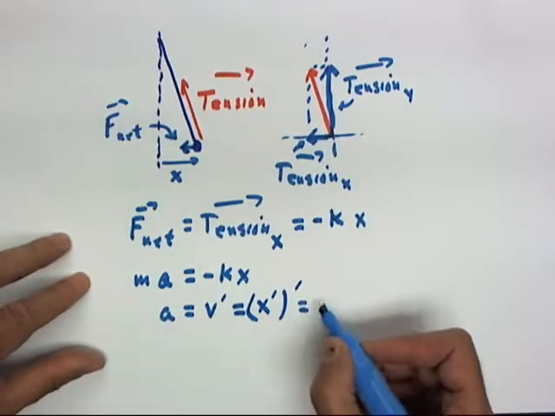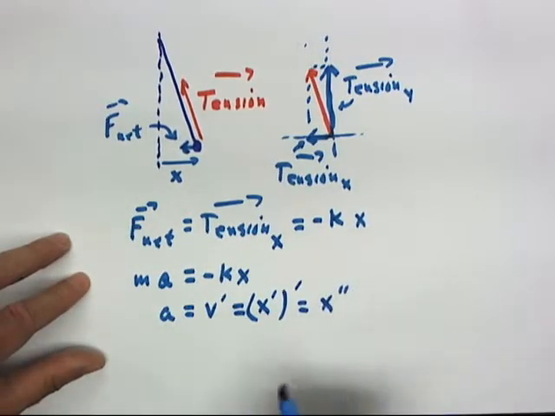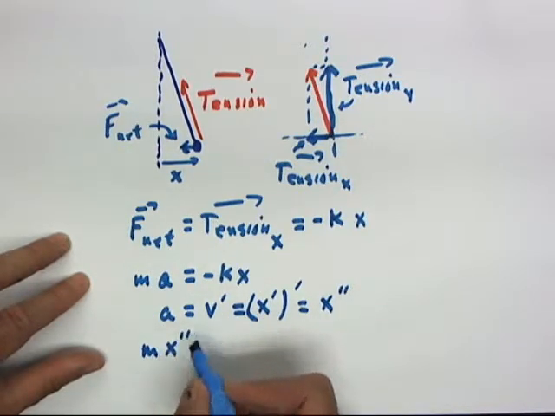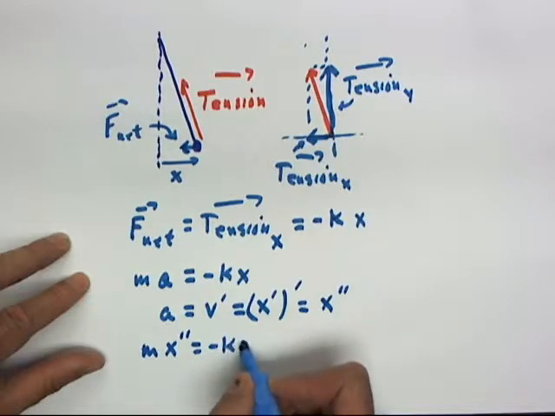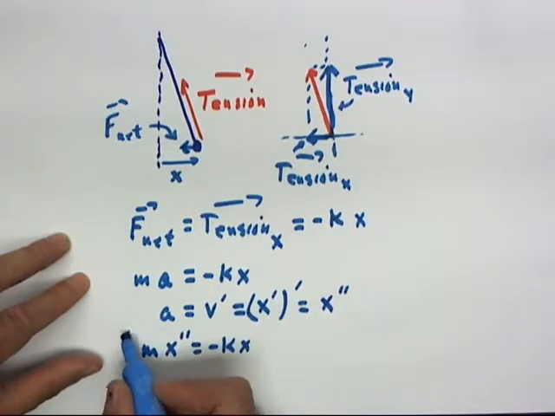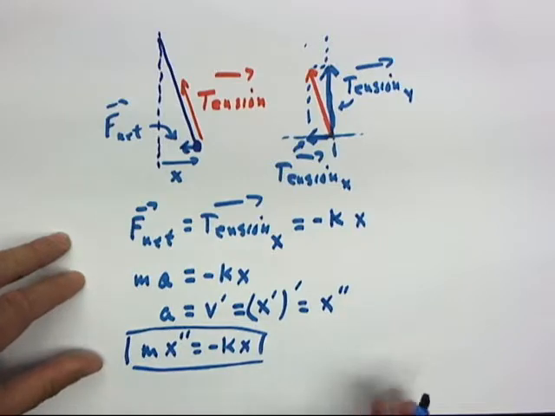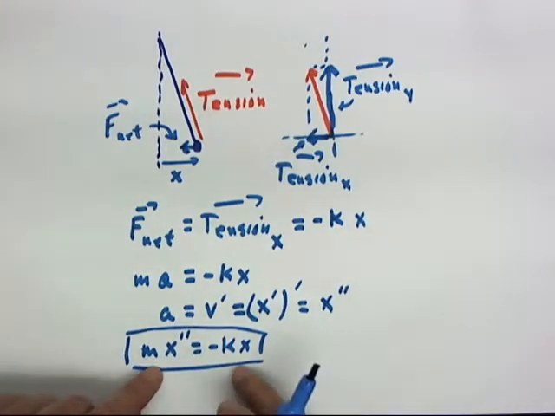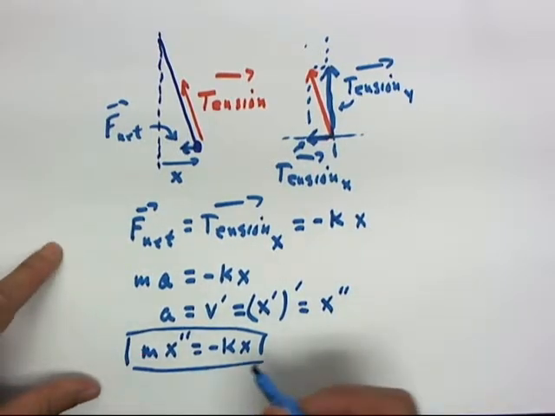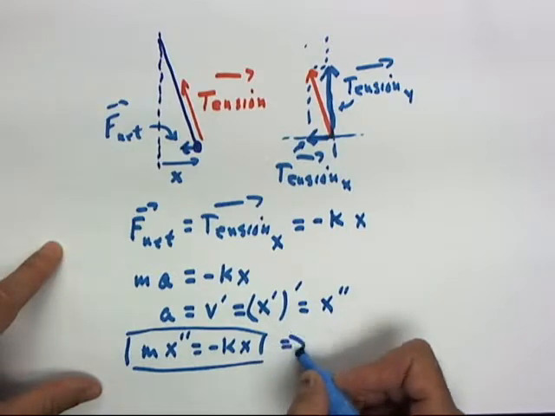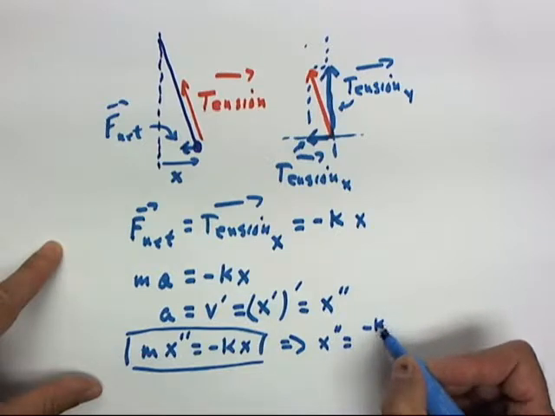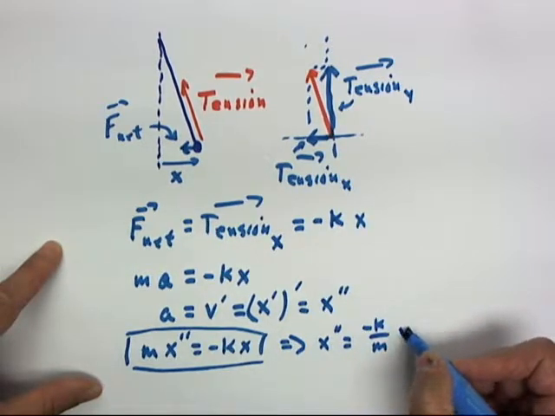We conclude that the acceleration is the second derivative of the position, and this equation then becomes m x double prime equals negative kx. This is consistent with what we saw in the preceding video, and again, our task is going to be to solve this equation for the function x. I guess I should also note that this becomes x double prime equals negative k over m times x.